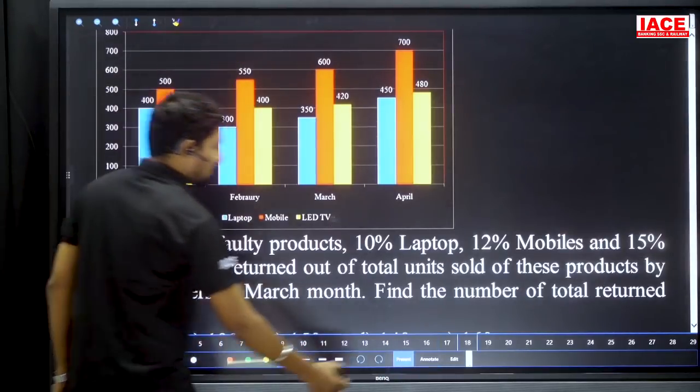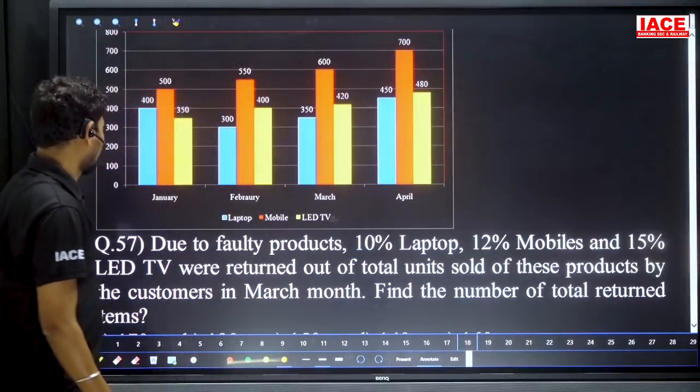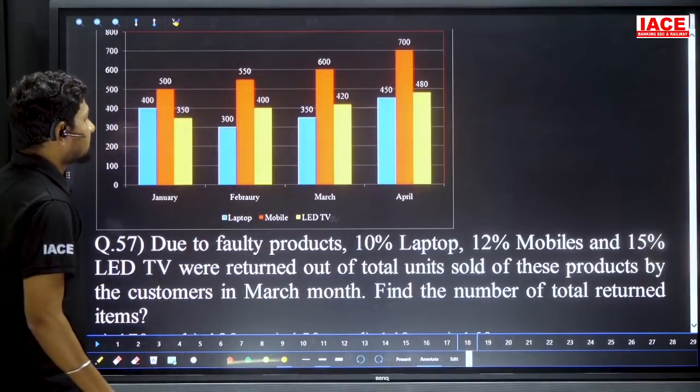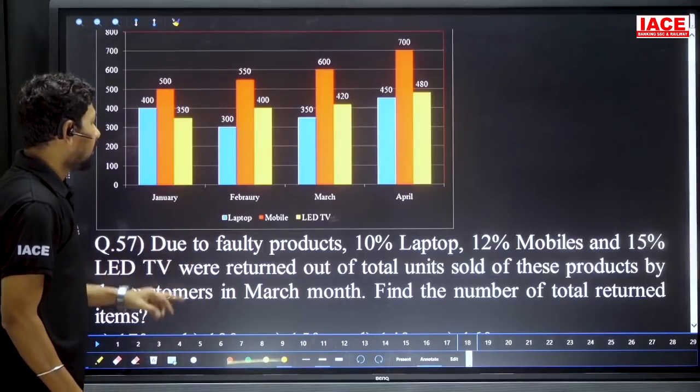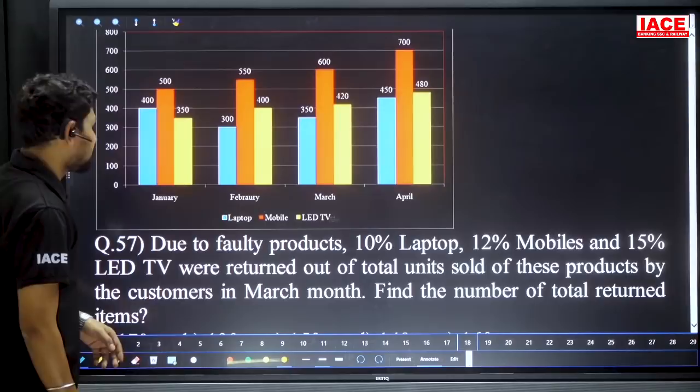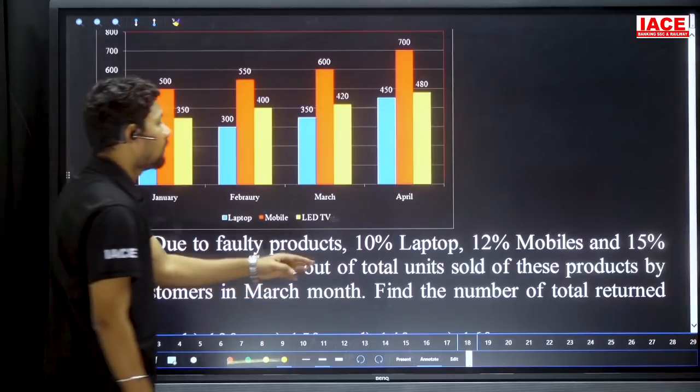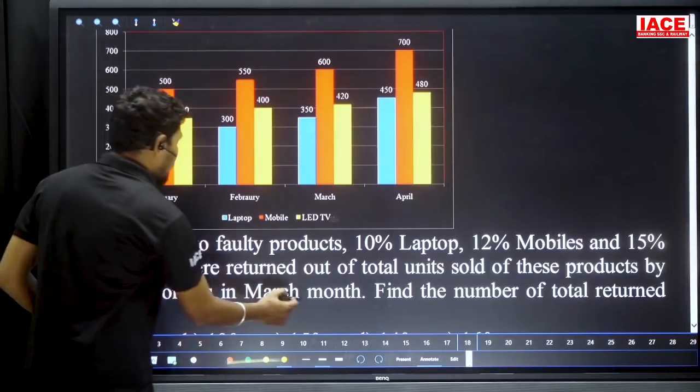For the same data, next question. Due to faulty products, 10% of laptops, 12% of mobiles, and 15% of LED TVs were returned out of the total units sold of these products by the customers in the month of March. Find the total number of returns. The March value is required, particularly.